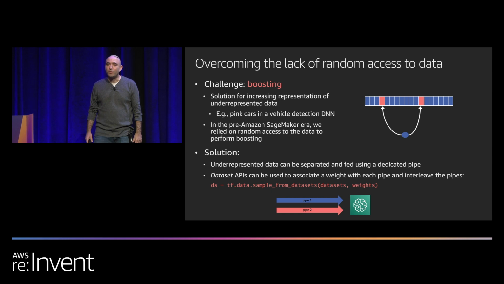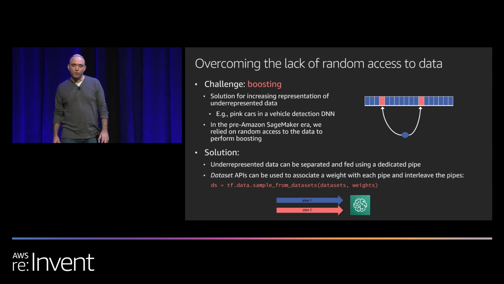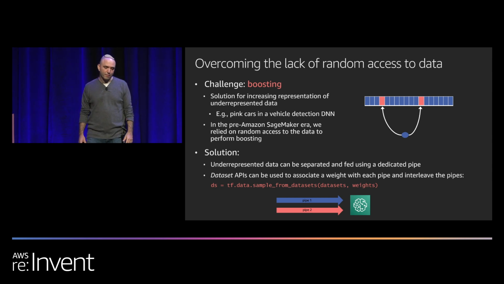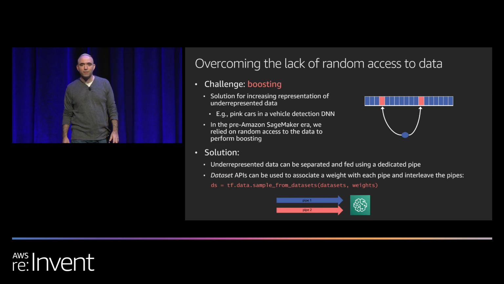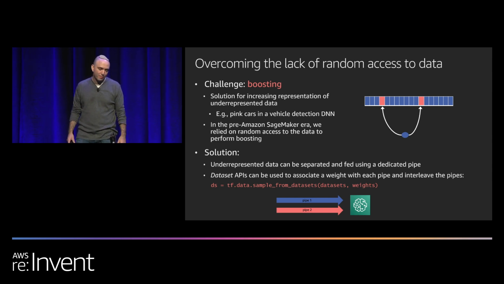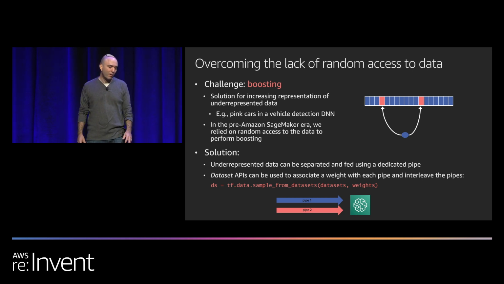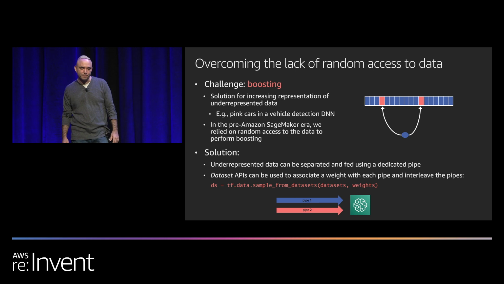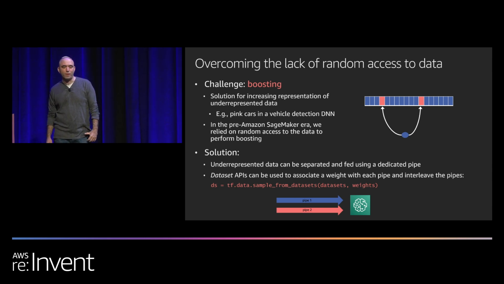We chose to solve this by creating dedicated pipes for the data that we wanted to boost. In the example of the pink cars, we would create 2 separate pipes as illustrated on the bottom of the slide, one for the pink cars and one for all the rest of the cars, and then combine them together using a TF dataset interleaving API, such as sample from datasets, which combines different datasets while allowing you to apply a weight to each one. This solves a simple case where we have just one underrepresented data type.